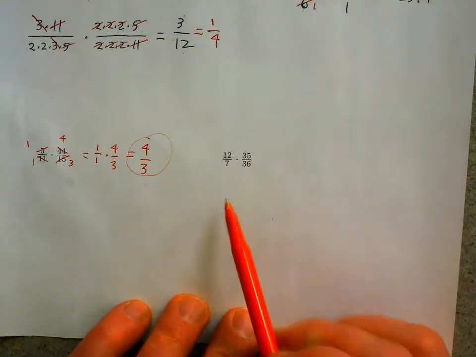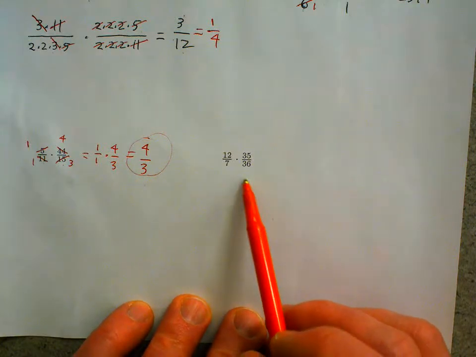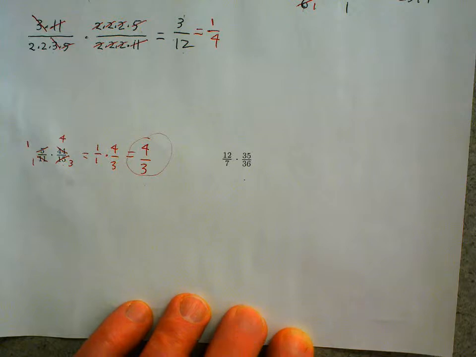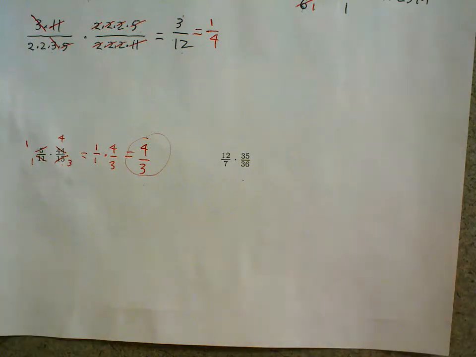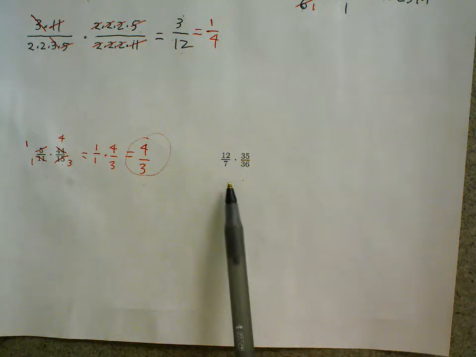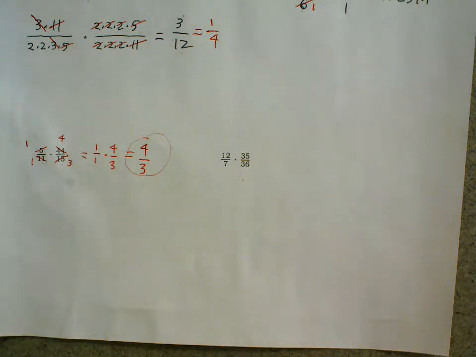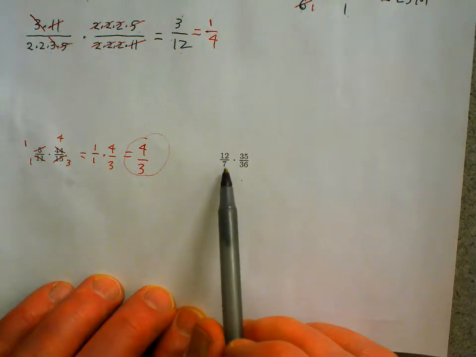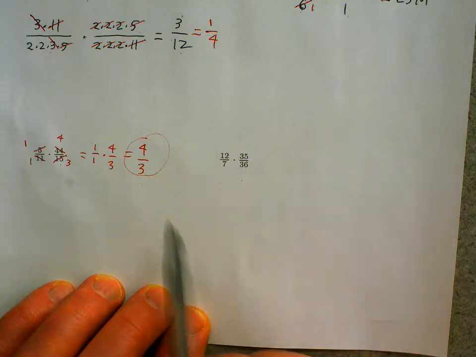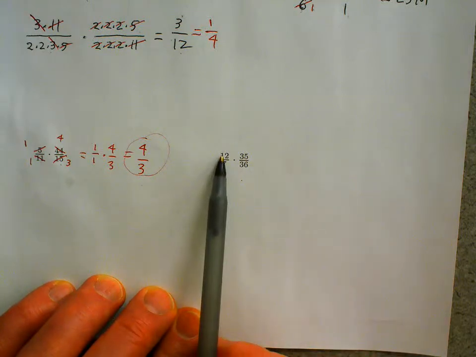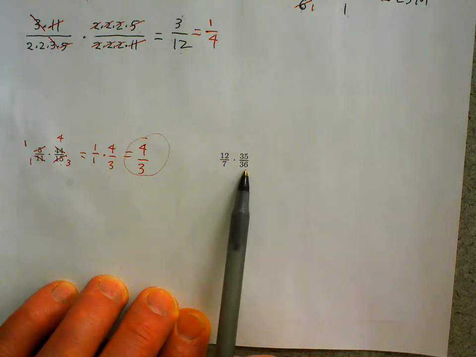Okay, the next one, 12/7 times 35/36. So what should we do to find the product that is in lowest terms? Okay, we can notice 7 is a factor of 7 and it's a factor of 35. Also, 12 is a factor of itself and 12 is a factor of 33.